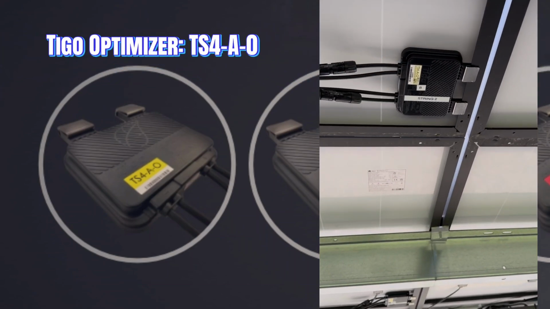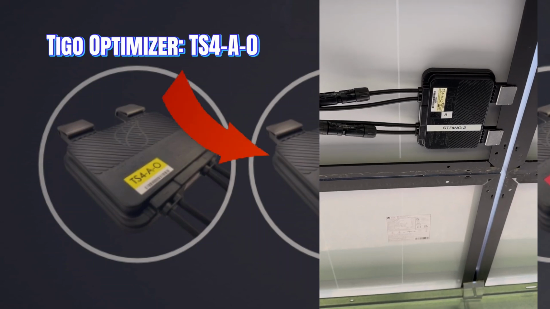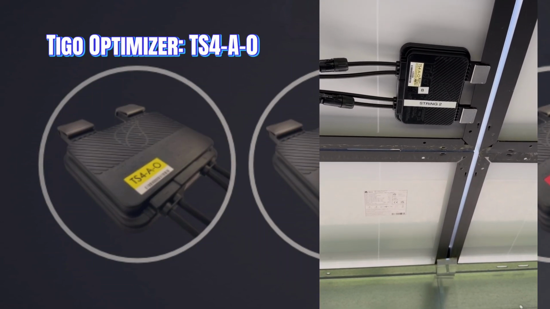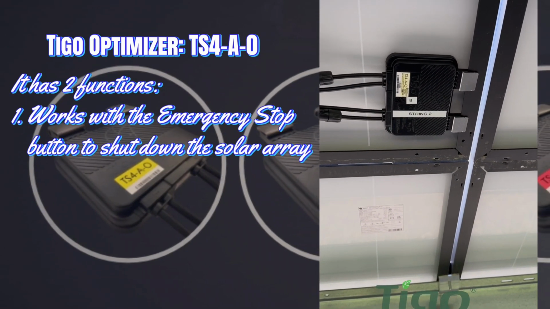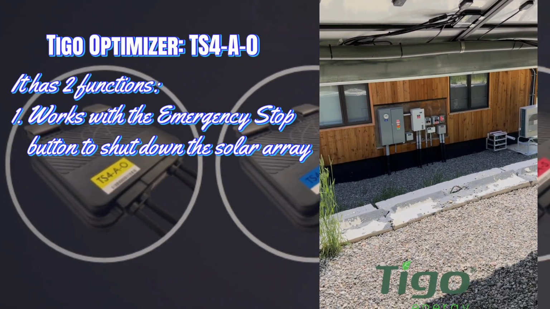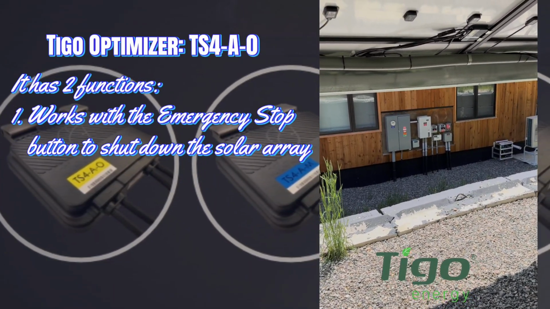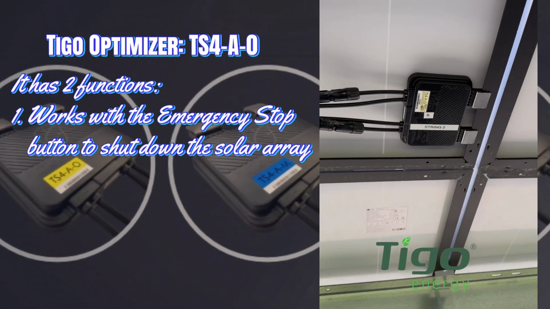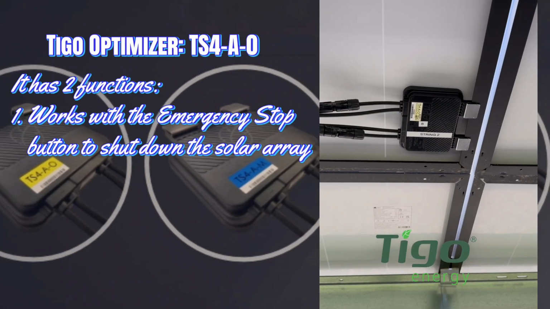Okay, so here's the Tigo Optimizers. It's the TS4-A-O. What these do, we have one of these optimizers per panel. There's 28 panels on this system. There's two functions for these. It's e-stop. So these work with the emergency push button by the service. If there's a problem with the house or the system, you can push an e-stop over there and it'll work with these optimizers to shut the entire solar array down independently by each panel.